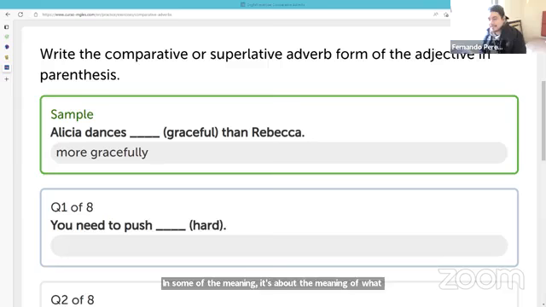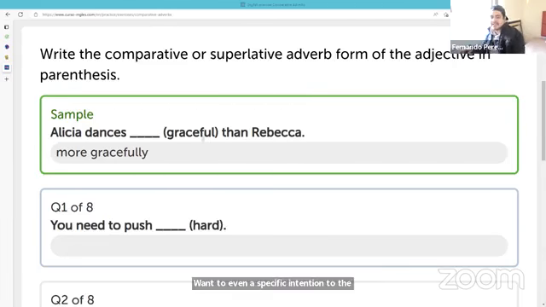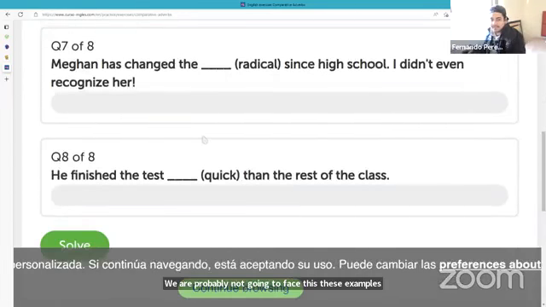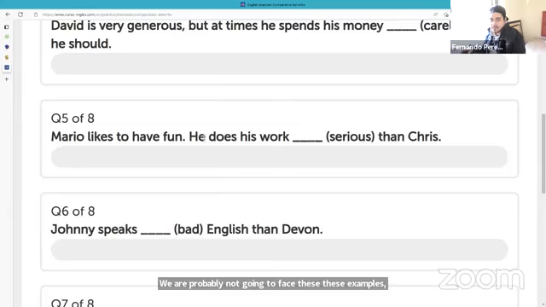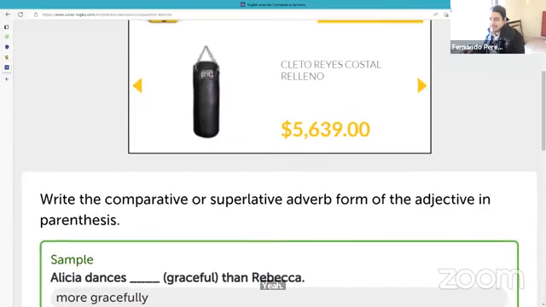That part can be practiced in a production exercise when you are taking your own examples, when you want to give a specific intention to the reader. In this particular case, we are probably not going to face these examples that you want. Yeah, this is a natural thing. The examples that you want are more like production.